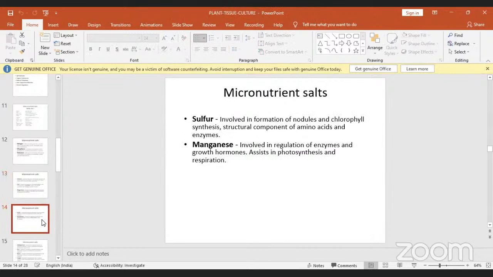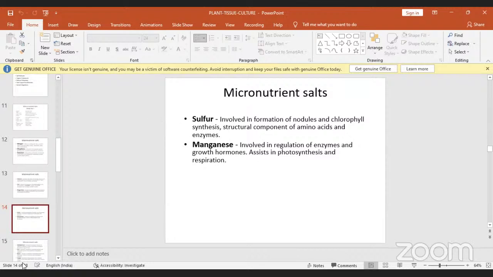So next, micronutrients. Do you know the difference between macronutrients and micronutrients? Macronutrients are needed in large quantities. Micronutrients are required in very small quantities for plant growth. Sulfur is involved in the formation of nodules and chlorophyll synthesis, and is a structural component of amino acids and enzymes. Manganese is involved in regulation of enzymes and growth hormones, and assists in photosynthesis and respiration.